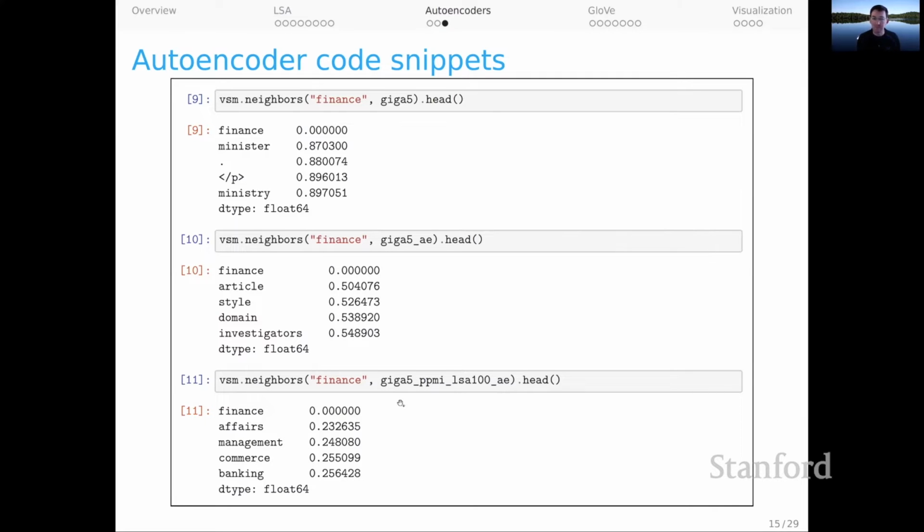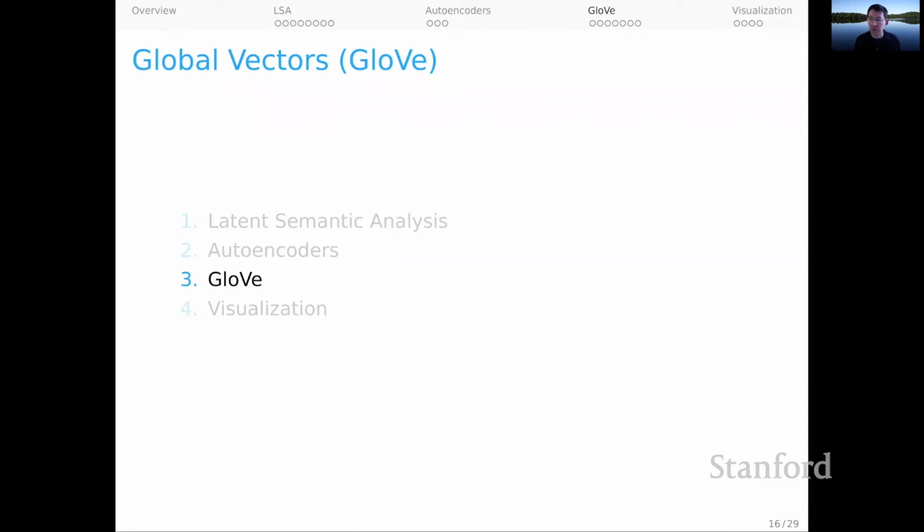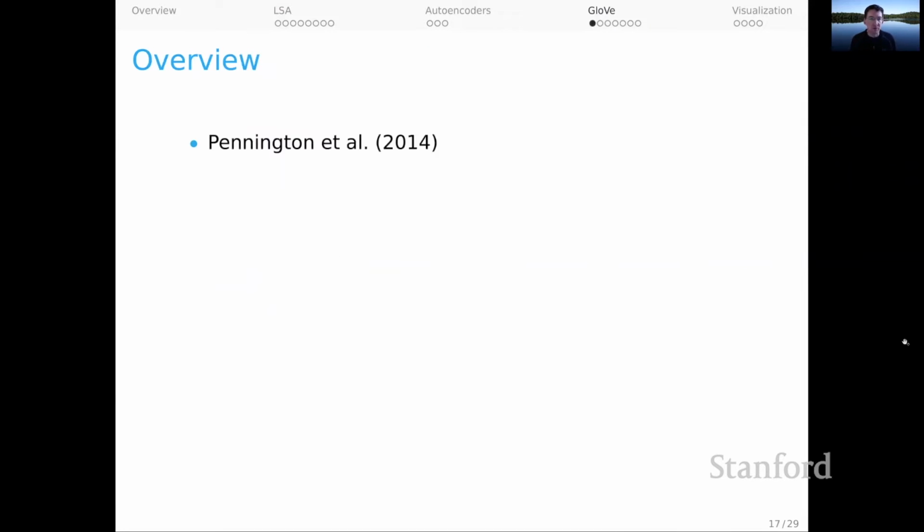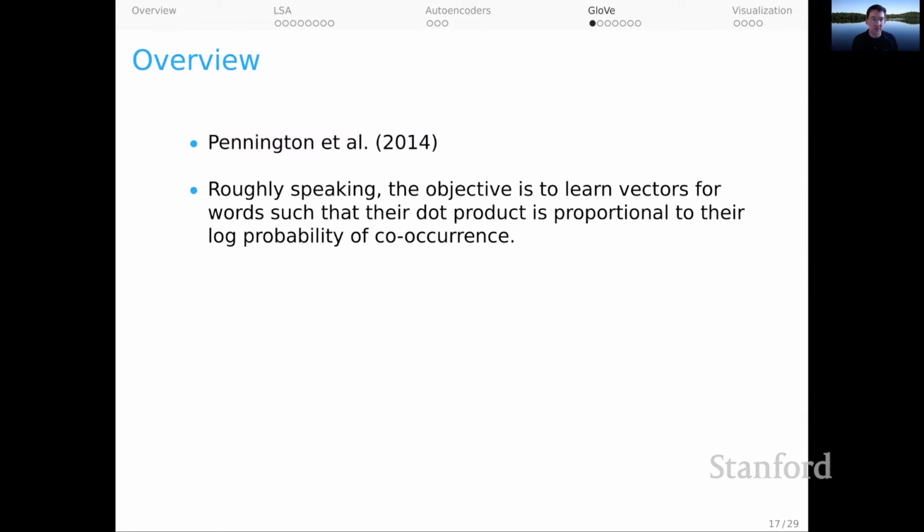Okay, let's turn to GloVe, or global vectors, for the final major unit for this screencast. Here's a brief overview. GloVe was introduced by Jeffrey Pennington, Richard Socher, and Chris Manning, a Stanford team, in 2014.